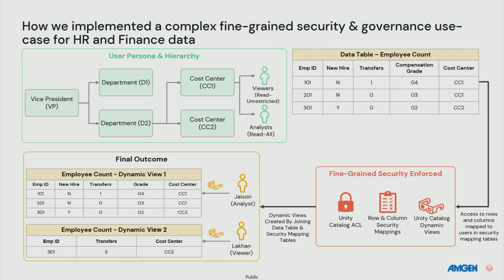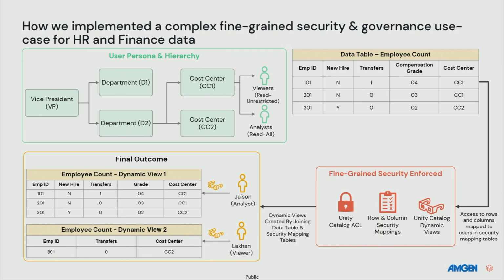So the way we went about solving this use case is, for all the different personas that we have, we created Databricks groups with different ACLs controlling column level access. And then we created a security mapping between cost centers and the users associated to those cost centers, and used that security mapping in our dynamic views to control row level access.